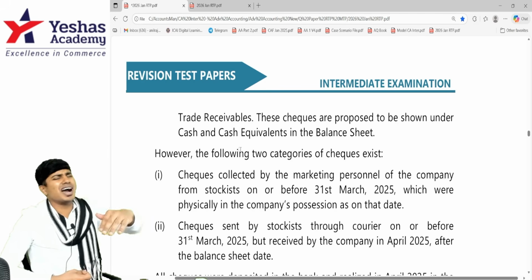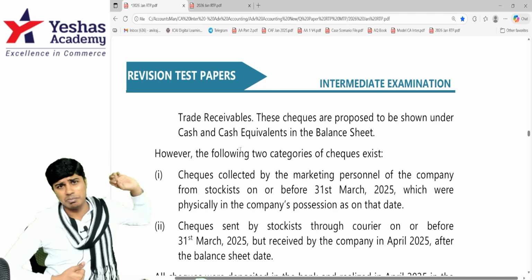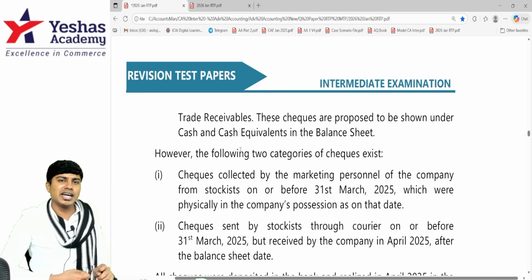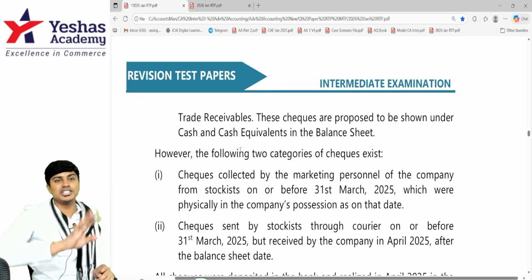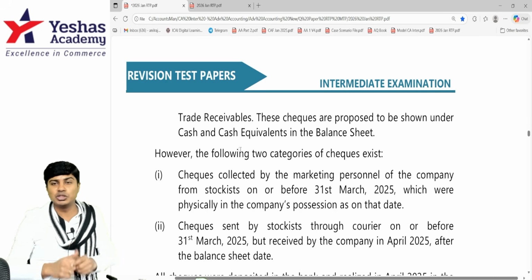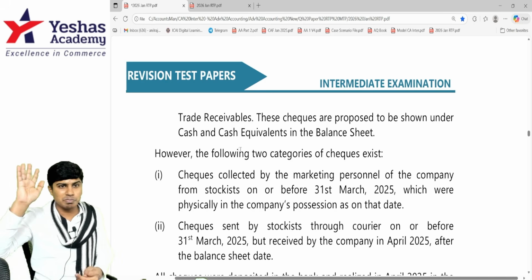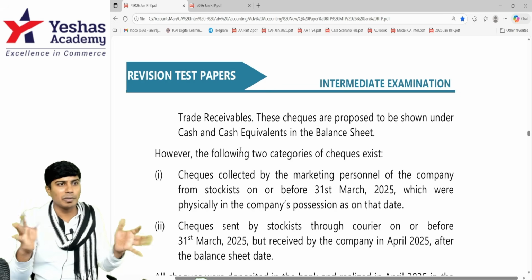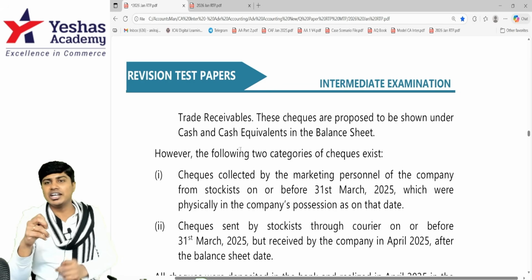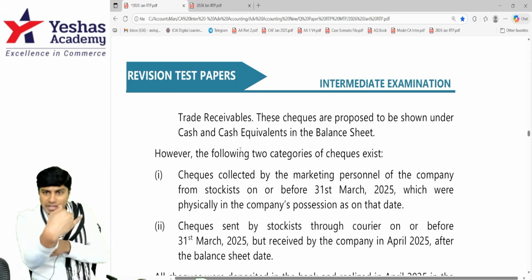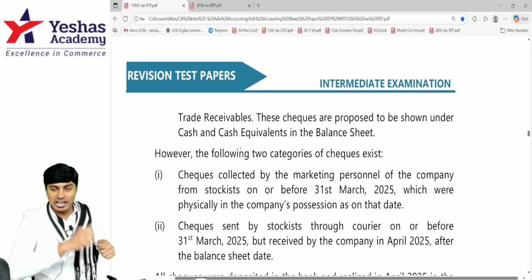A beautiful point which used to be asked previously, which they've included in this RTP, very outdated yet given in your RTP question, is that you have a collection agent. One employee of Zenith Industries goes to every customer just to collect cheques. This used to be the case previously, where people used to go to the shop, collect cash and come back. Now there are no people who are collection agents. So you have a collection agent, marketing personnel or sales agent. He will come to my shop in Kerala. I will give you money or I will give you a cheque.